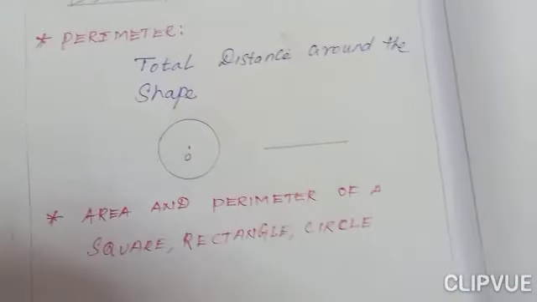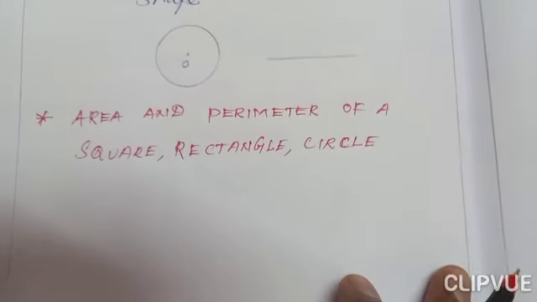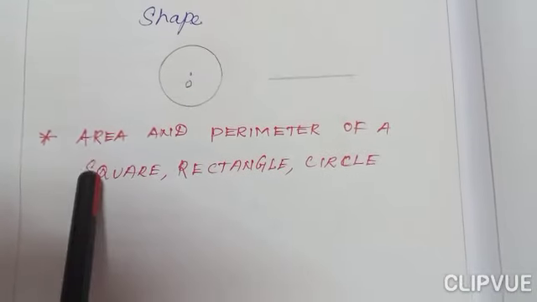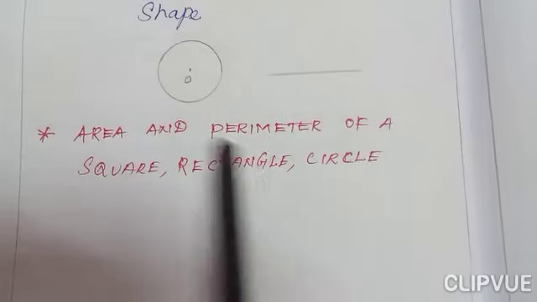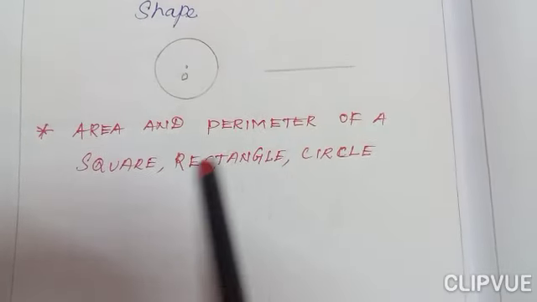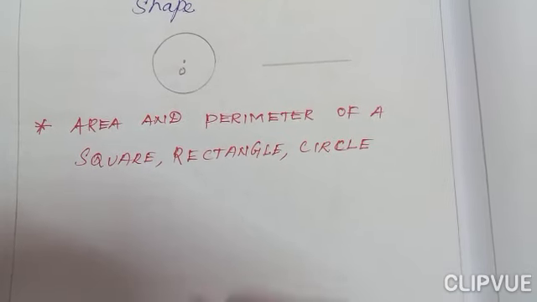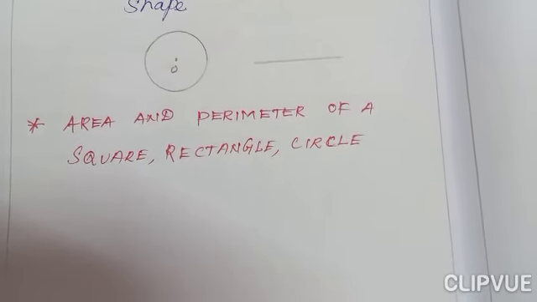So these are the basic things. In this video we are going to learn the area and the perimeter of a square, a rectangle and a circle. One by one, I am going to explain the formulas and how we do the calculation.